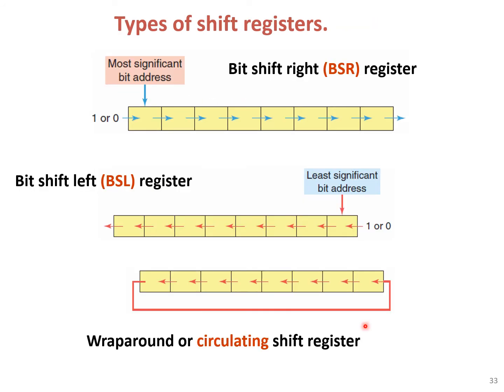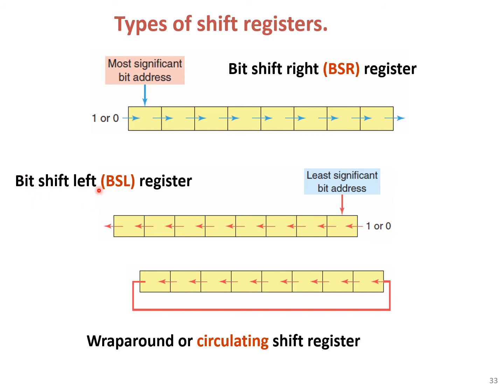Types of shift registers. Bit shift right register. Okay. It's the first one. And you see how the bits are moving to the right. The last one, of course, comes to the beginning. This is the most significant bit address, this one, because it's changing the position, and this is our focus here.